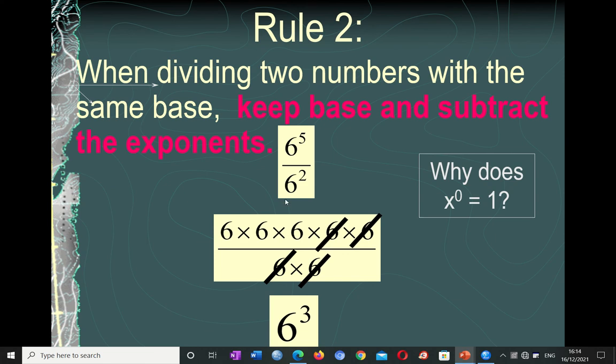So if it is division, you subtract it. 5 minus 2 is 3. Or you can have 6 threes here: 6 multiplied by 6 multiplied by 6 multiplied by 6 multiplied by 6, 5 of them, and 6 multiplied by 6. You cancel that and you see that this is it. This is just proof, okay? You don't need to do it. Just subtract it. 6 to the power 5 minus 2 is 6 to the power 3. Thank you.